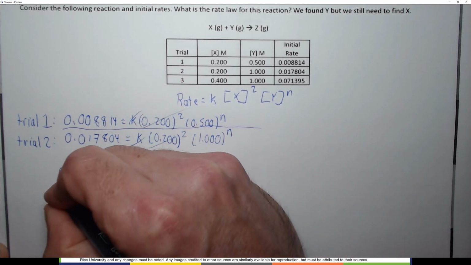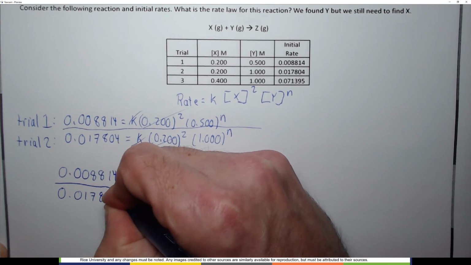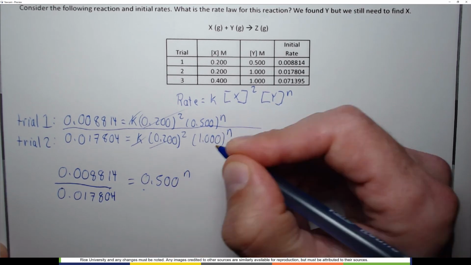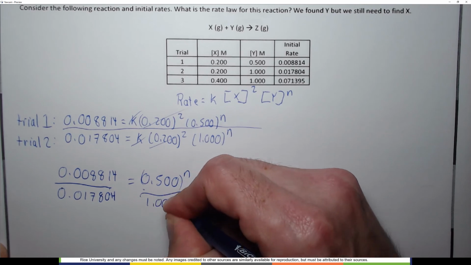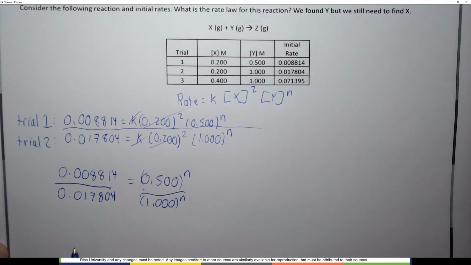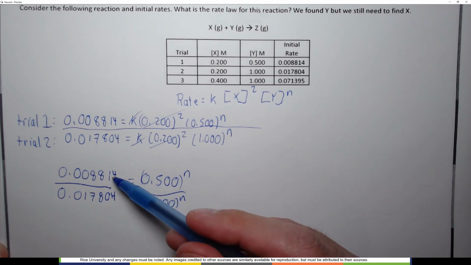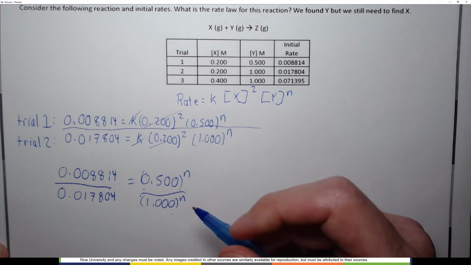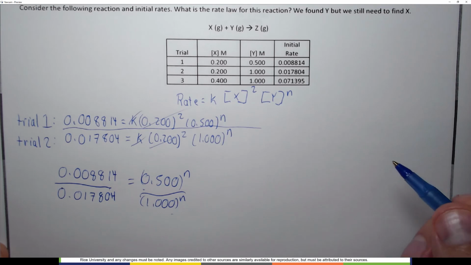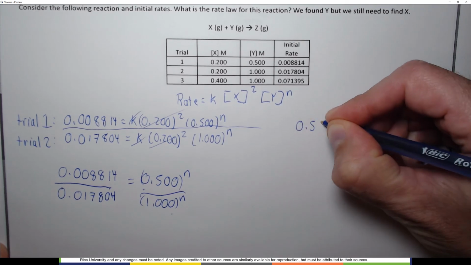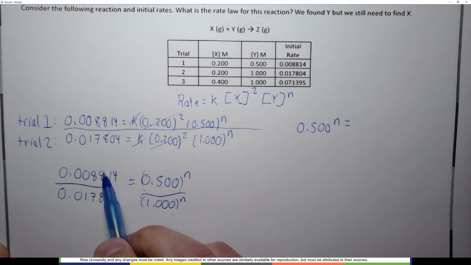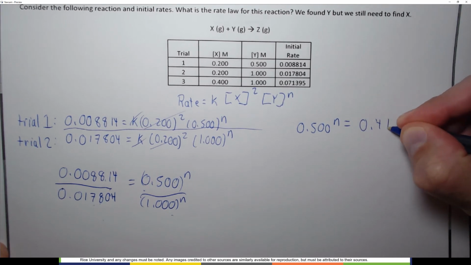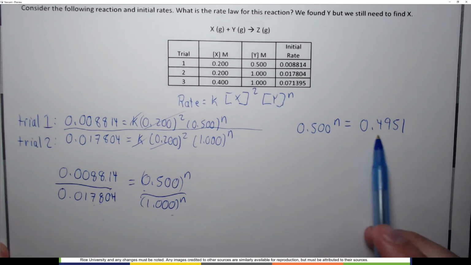0.008814 over 0.017804 equals 0.500 to the n divided by 1.000 to the n. Simplifying, these two numbers can be divided, and these two numbers, it's half divided by 1. So that's obviously just a half, right? Any number divided by 1 is just the same number. So what I get is 0.500 to the n equals these two numbers divided by each other, which equals 0.4951.